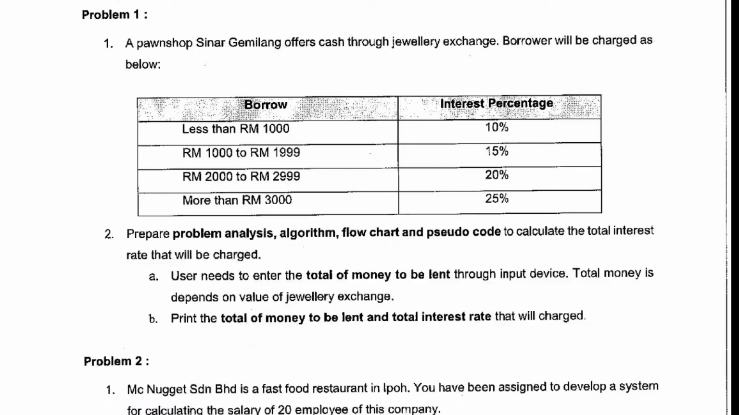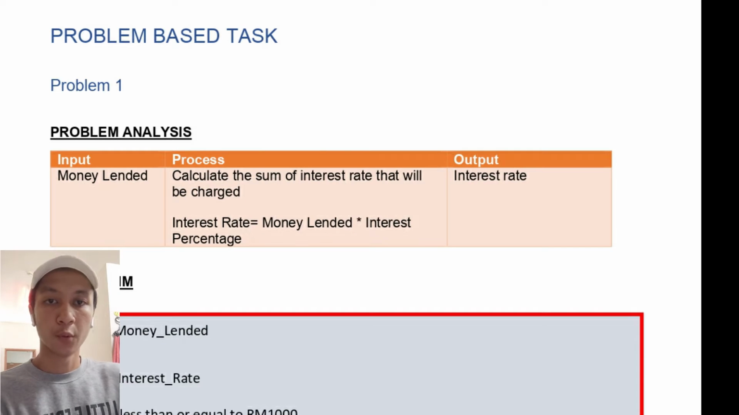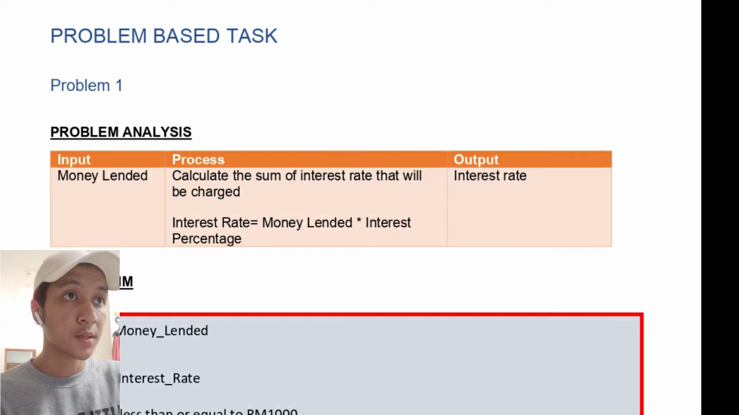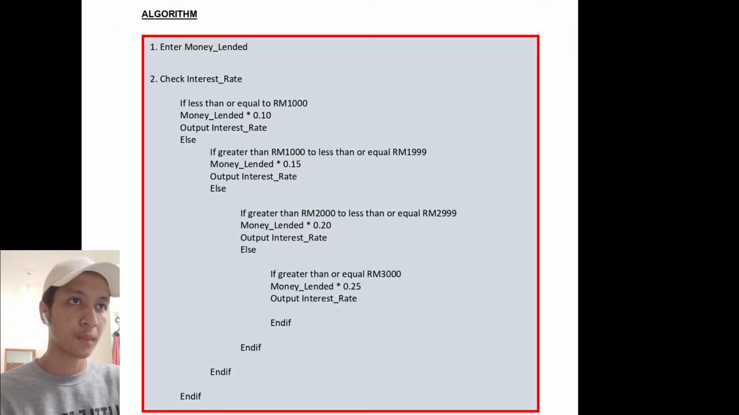We will be presenting CLO2, Problem 1. A pawn shop, Sina Gemilang, offers cash through jewelry exchange. Borrower will be charged as below. So for Problem 1, problem analysis: the input is money lended. Process: calculate the sum of interest rate that will be charged. Interest rate equals money lended multiplied by interest percentage. So the output is interest rate.